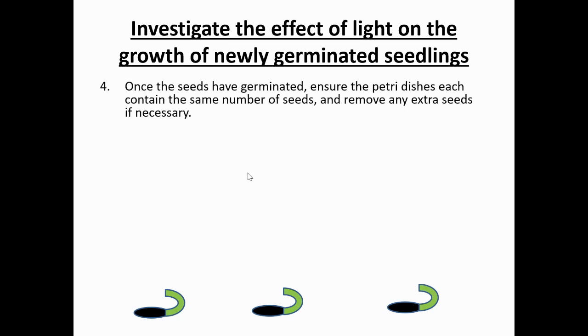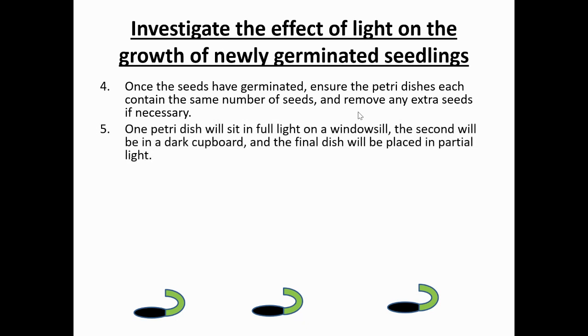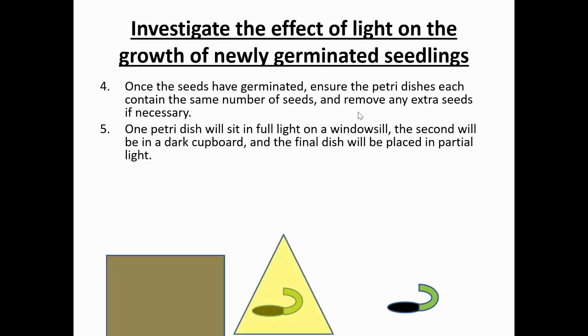Once the seeds have germinated, ensure the petri dishes each contain the same number of seeds. If any of them haven't germinated or anything, remove them. Make sure that they've all got the same number. One petri dish will sit in full light on a windowsill. The second will be placed in a dark cupboard, and the final dish will be placed in partial light. One in a box, one in full light, one in partial light.